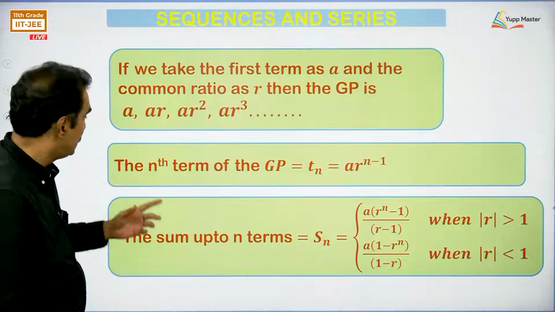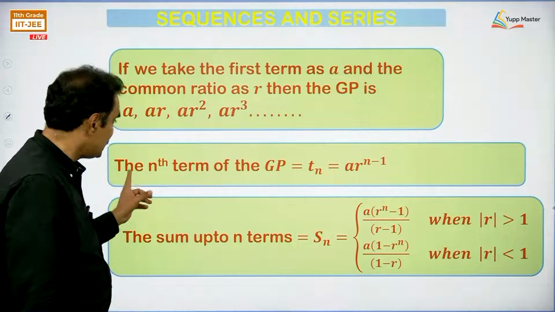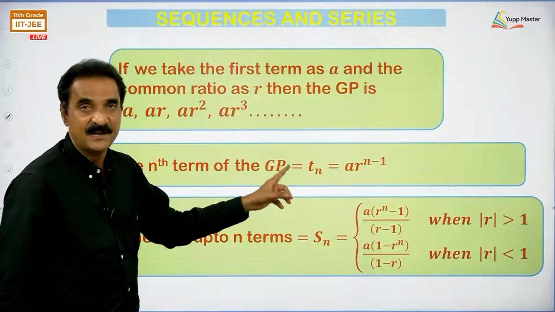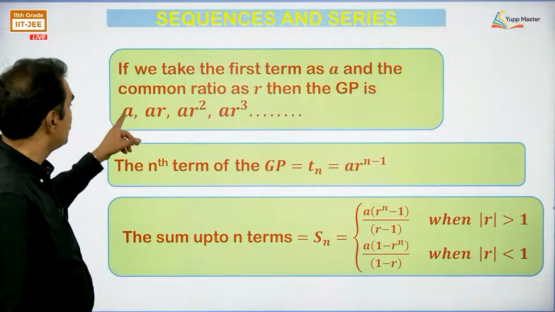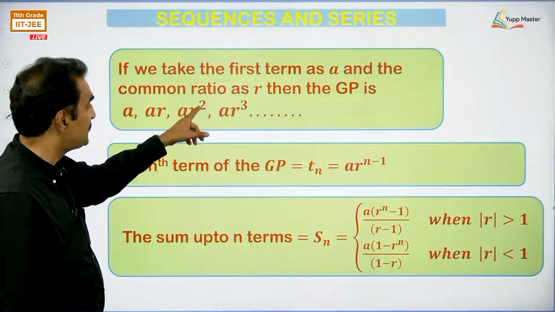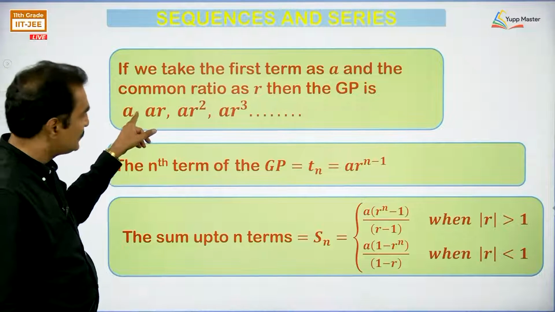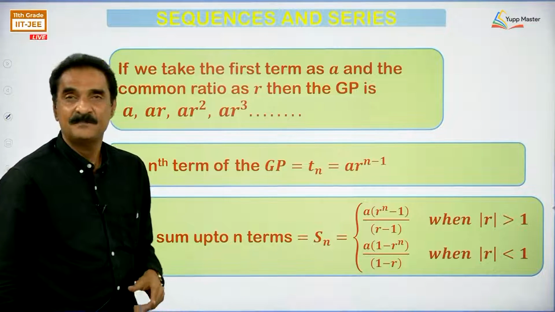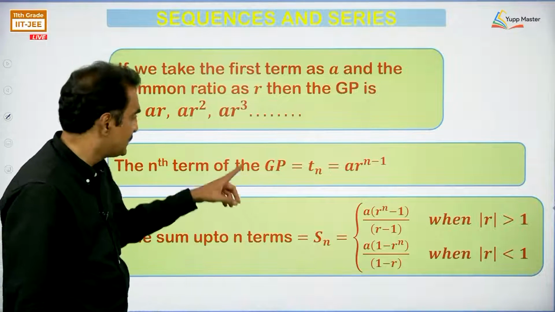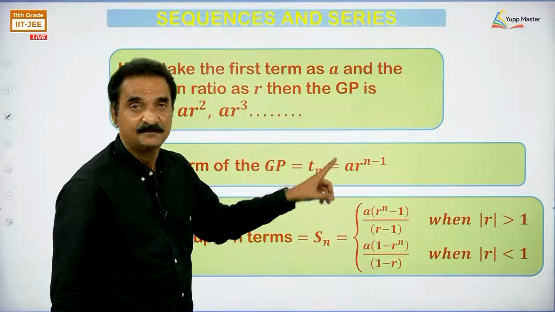Now by observing these terms you can tell the formula for the nth term of the GP. The nth term of the GP is denoted by Tn. What is the formula? If you observe, in the second term the power of R is 1, in the third term the power of R is 2, in the fourth term 3, in the first term 0. So what will be the power in the nth term? It will be A R power n minus 1. So the formula for the nth term of a GP is A R power n minus 1.